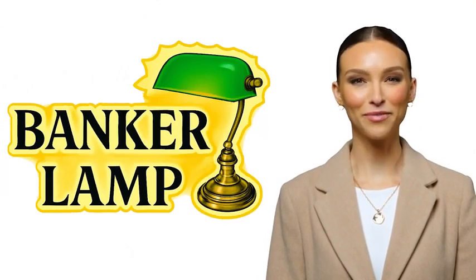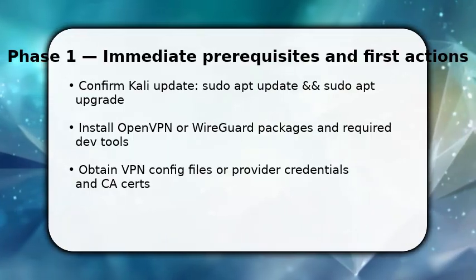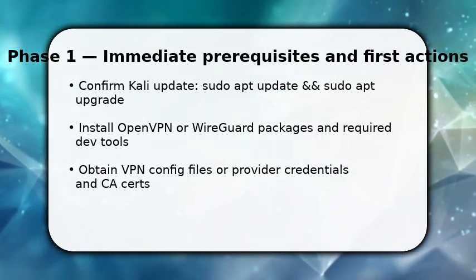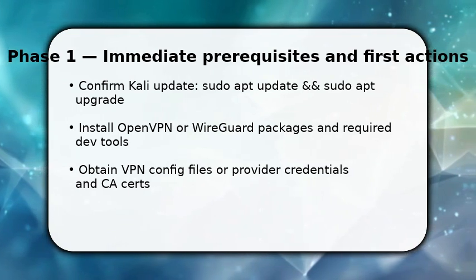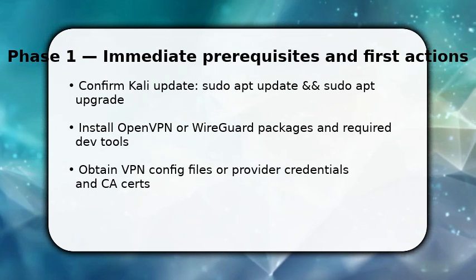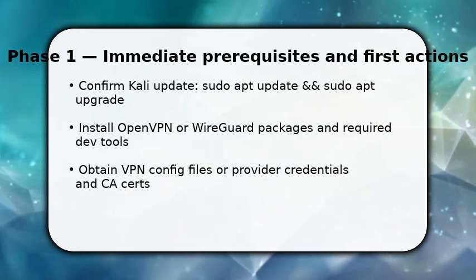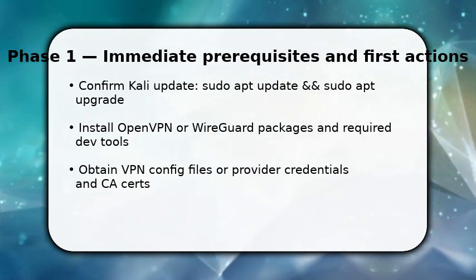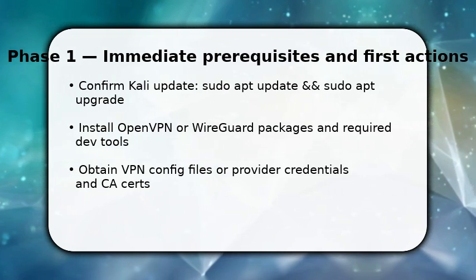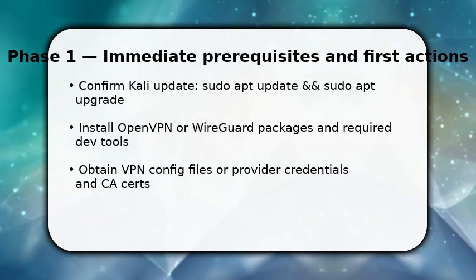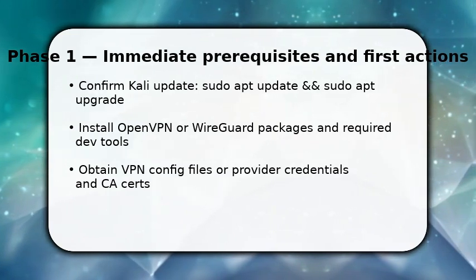Please enjoy the video. You start by ensuring Kali is current, then install the VPN client you will use, like OpenVPN or WireGuard. This avoids package conflicts later. Once done, place provider config files and certificates into /etc/openvpn or /etc/wireguard and secure permissions. Make sure networking services are enabled and that you have a working DNS resolver. Otherwise, VPN traffic may leak.